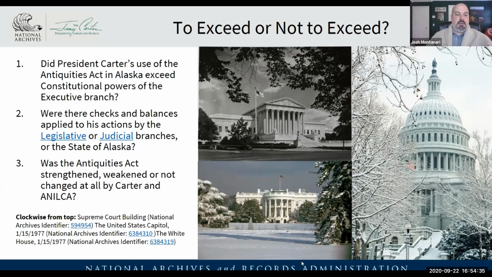I think that one is a little more straightforward because there are some precedents that have been set here for Carter to use this. Now, were there checks and balances applied to his actions by the legislative and judicial branches or by the state of Alaska? I think we did see some checks and balances there because this didn't end as simply being his proclamation. It brought Congress to the table. They got a say in it. The judicial branch, I think, had validated earlier presidents' use of this law. But let's see what you all think.